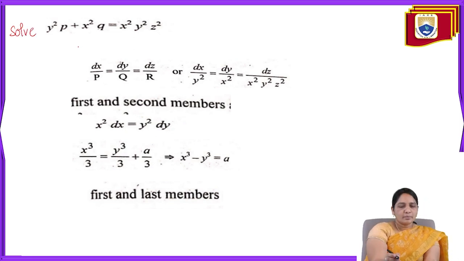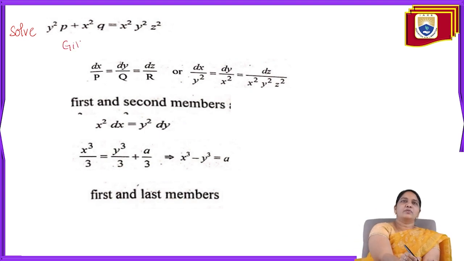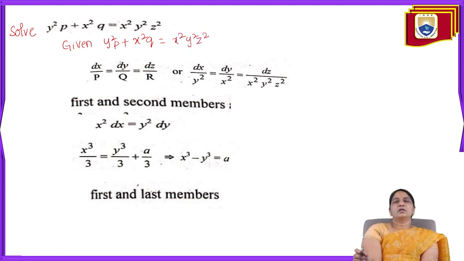Solve y square p plus x square q equal to x square y square z square. Here I am writing, first, the given equation is y square p plus x square q equal to x square y square z square. Here, I am comparing this with the Lagrange's equation, that is capital P into small p plus capital Q into small q equal to R.